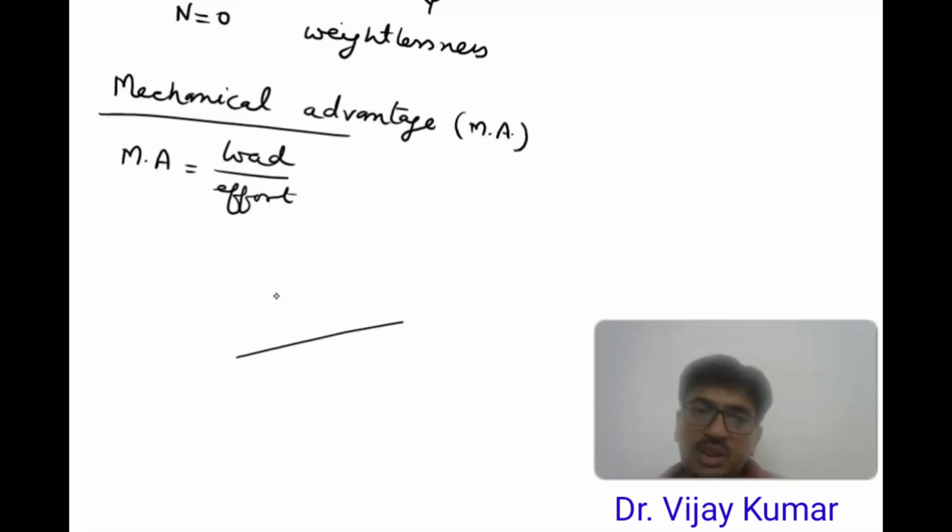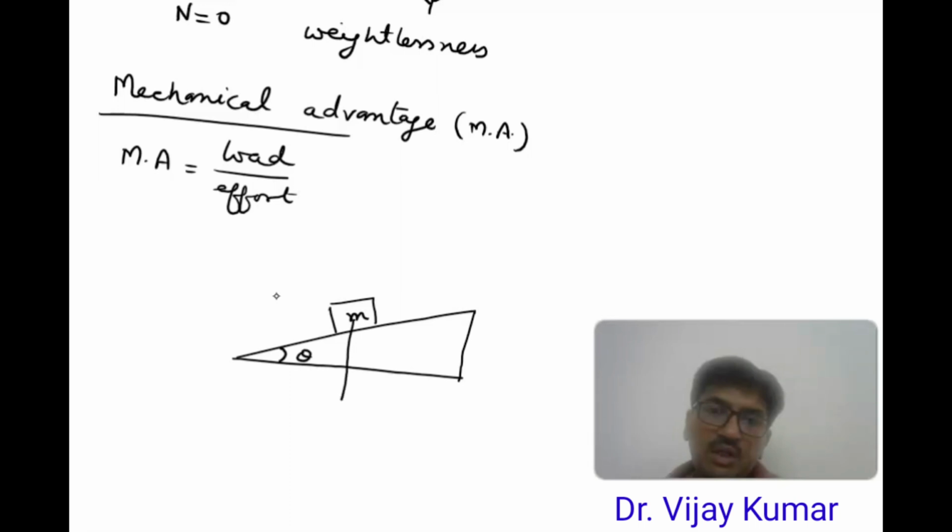Suppose this is an inclined plane at an angle theta. This is a body of mass m. A weight is acting in the downward direction. A force F is applied in this direction, and if this angle is theta, then this angle should be theta, and this component should be mg cos theta, and this component should be mg sin theta.